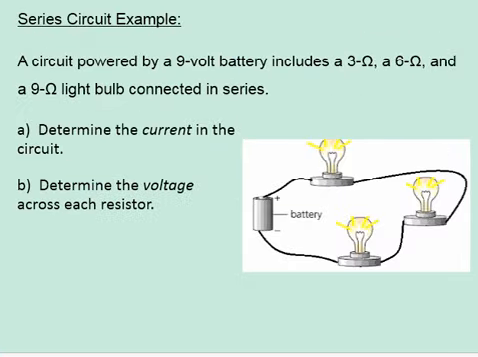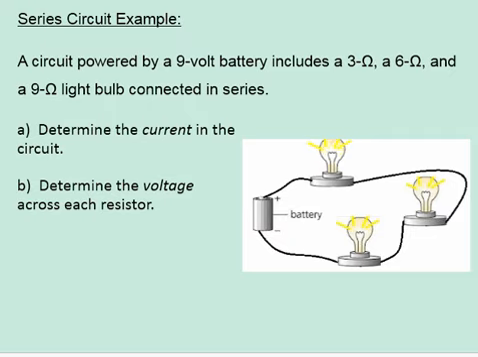So let's look at an example. Here we have a series circuit example. We have a 9-volt battery, and we have 3 light bulbs in the circuit. One is a 3 ohm resistor, one is a 6 ohm resistor, and one is a 9 ohm resistor. We want to find the current flowing through the circuit, and determine the voltage drop, or essentially that measurement of the energy consumption of each of the light bulbs. They're different types of light bulbs, so they're probably going to consume different amounts of energy.